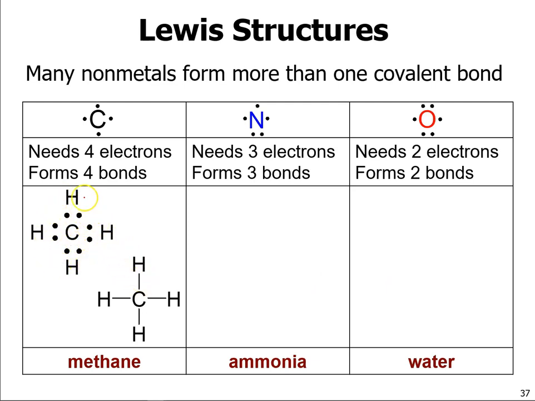So these are 2 different ways. Here's the Lewis dot structure. This would be a traditional method for showing these single bonds that are sharing 2 electrons in each bond here.